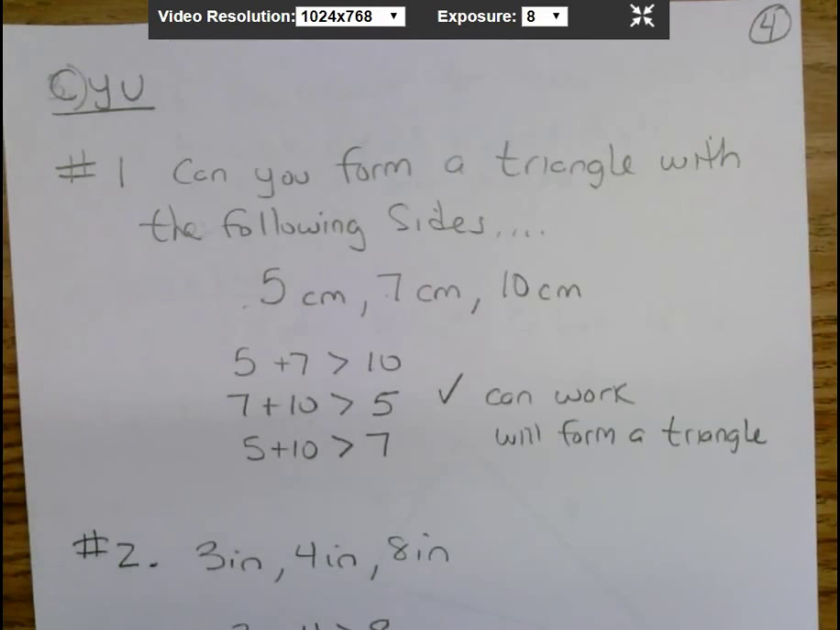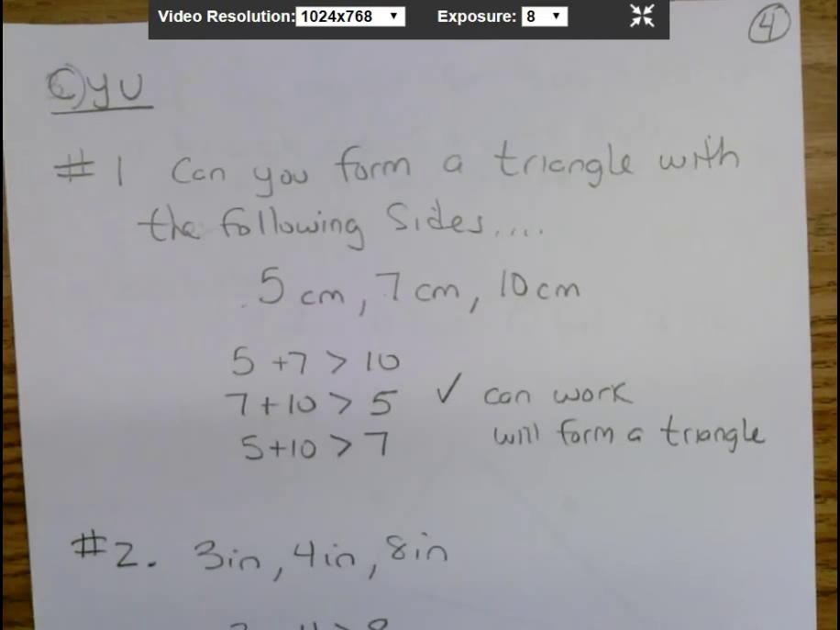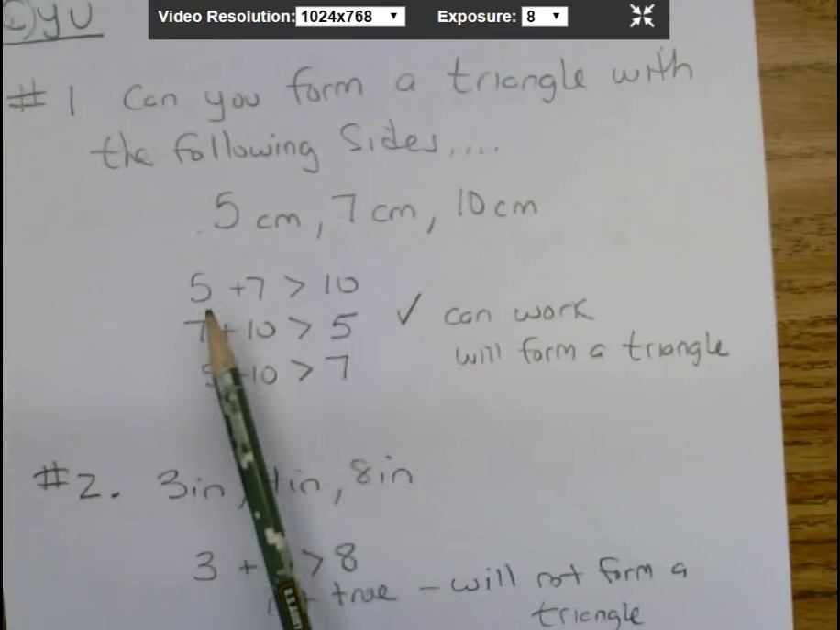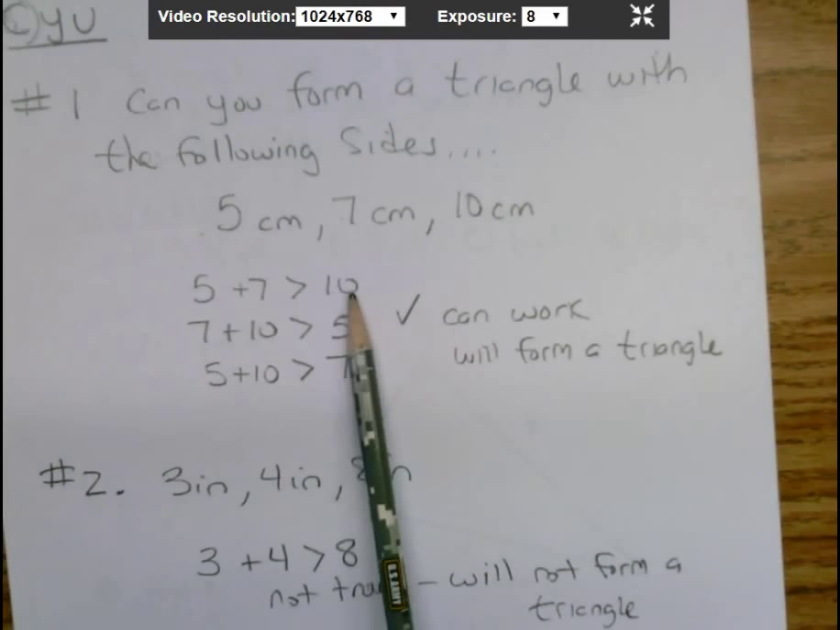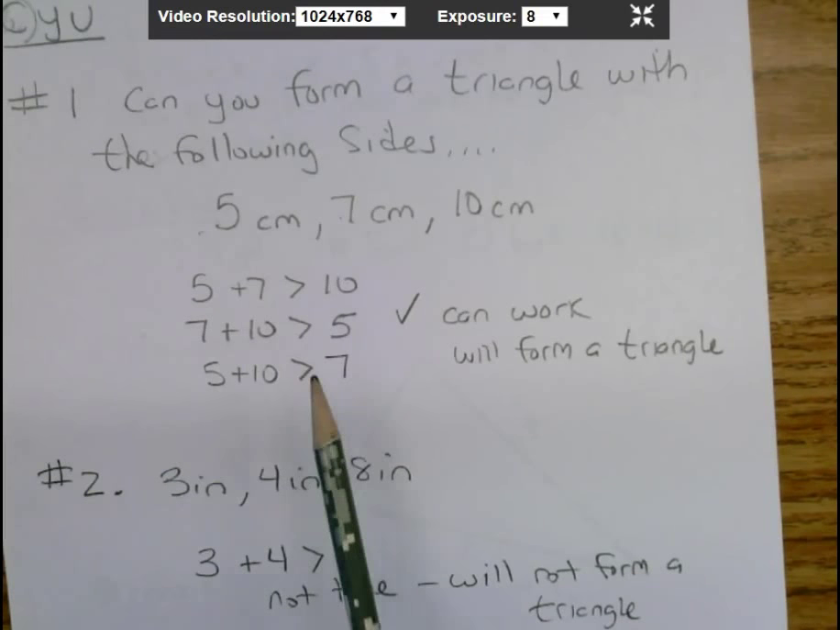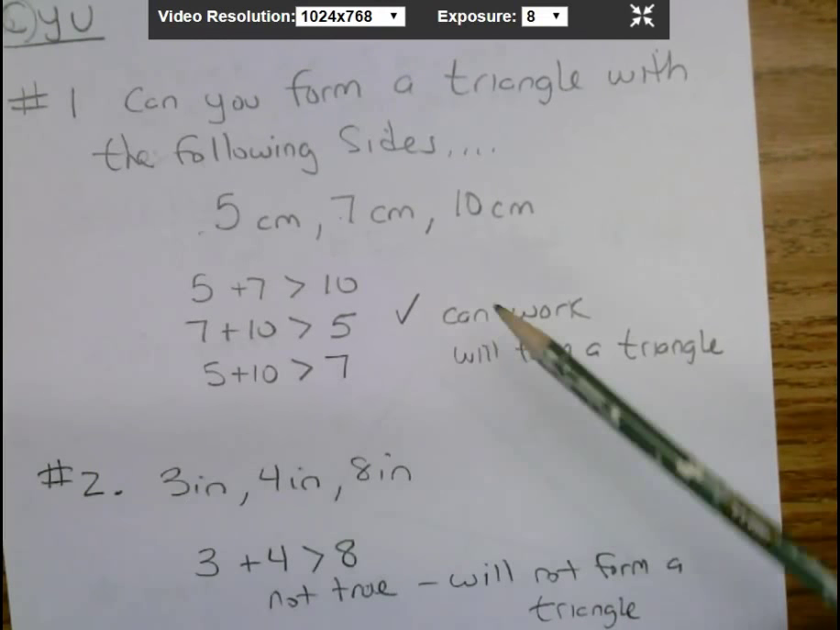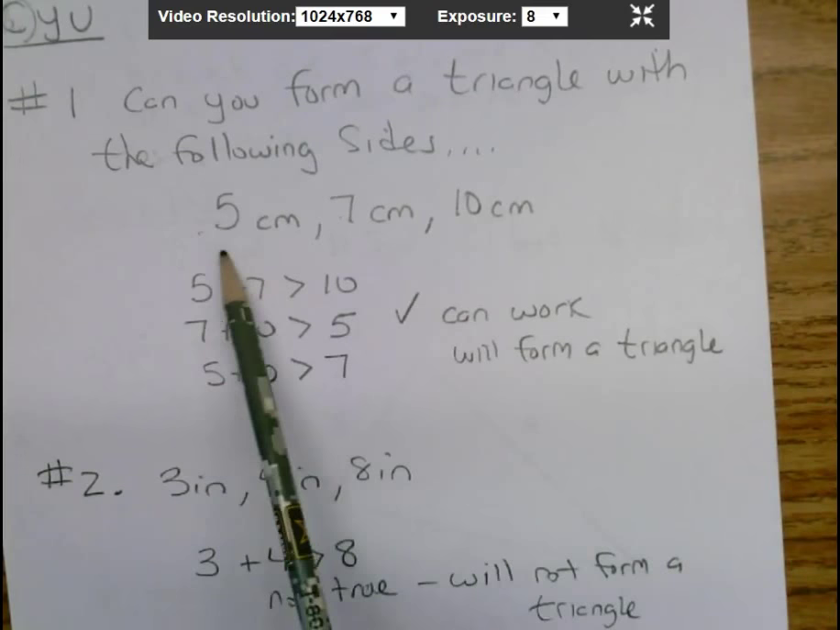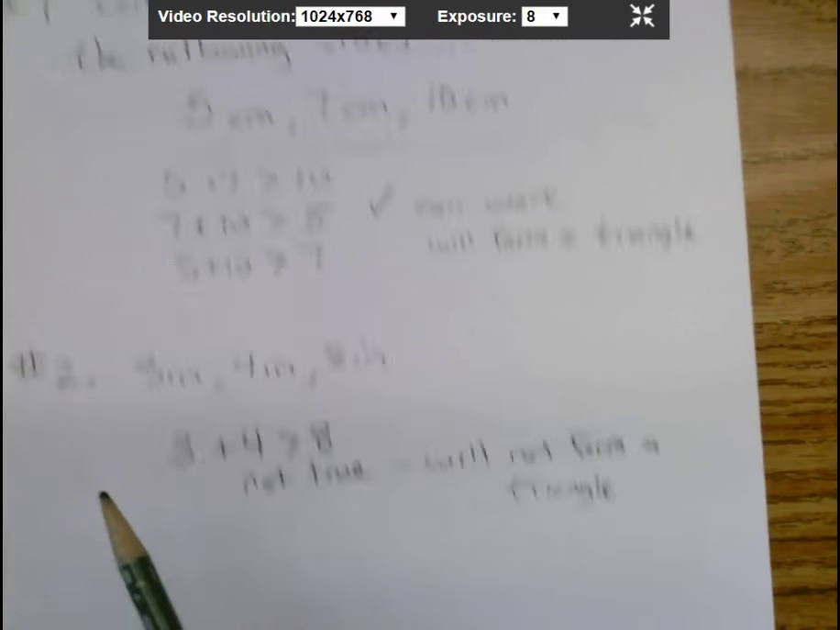So let's look at a couple examples here. This one is from Check Your Understanding, by the way. It says, can you form a triangle with the following sides? 5, 7, and 10. Again, we're just going to plug it into that inequality. 5 plus 7 is greater than 10, that's true. 7 plus 10 is greater than 5, that's true. 5 plus 10 is greater than 7, that's true. So all three possibilities can work. That means these three sides can definitely form a triangle.